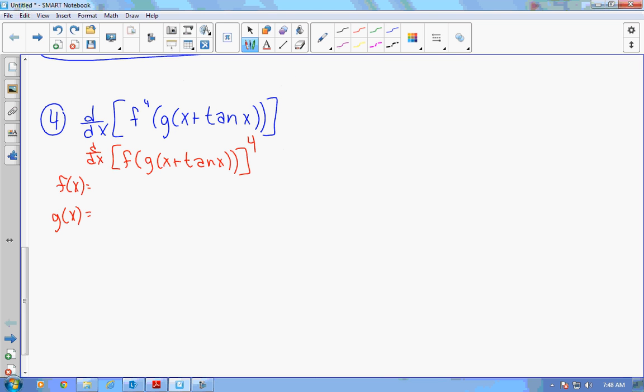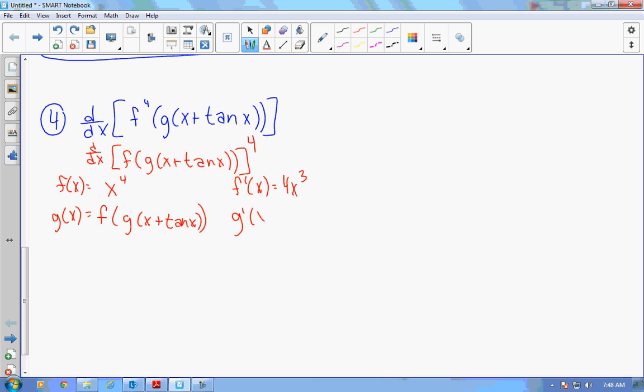Okay. Now, here's the tricky part. What is the outside function? X to the 4th power. That's so good. See that? Okay. Inside is all that other stuff: f of g of x plus tangent of x. F prime of x is easy. I'm going to do that one. 4x cubed.